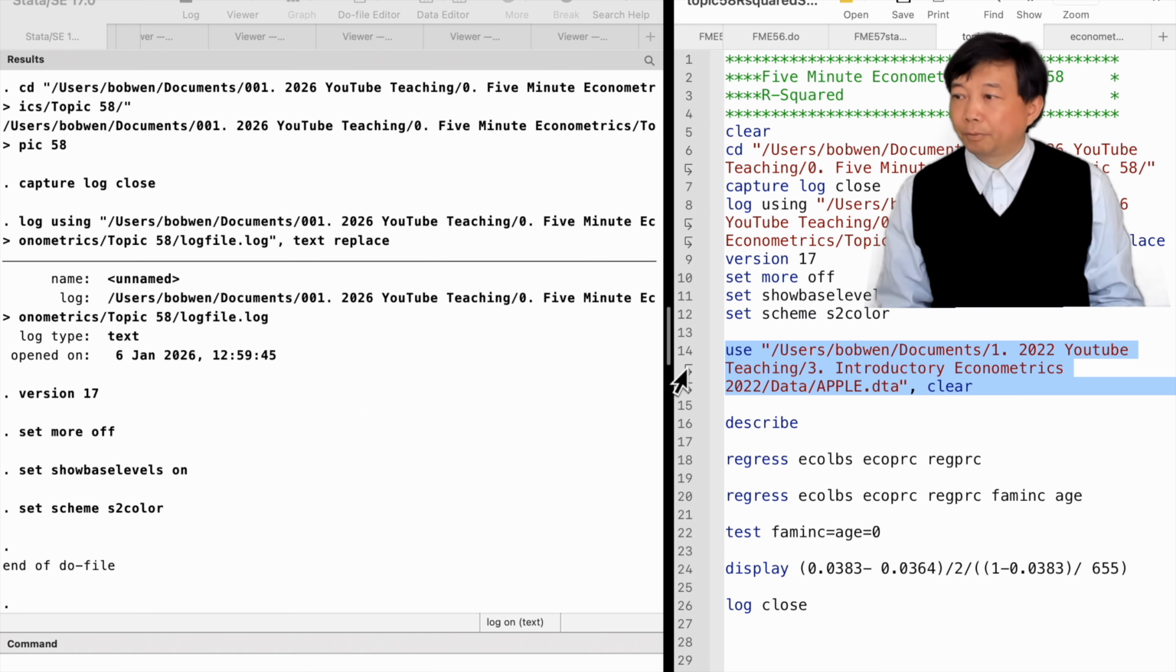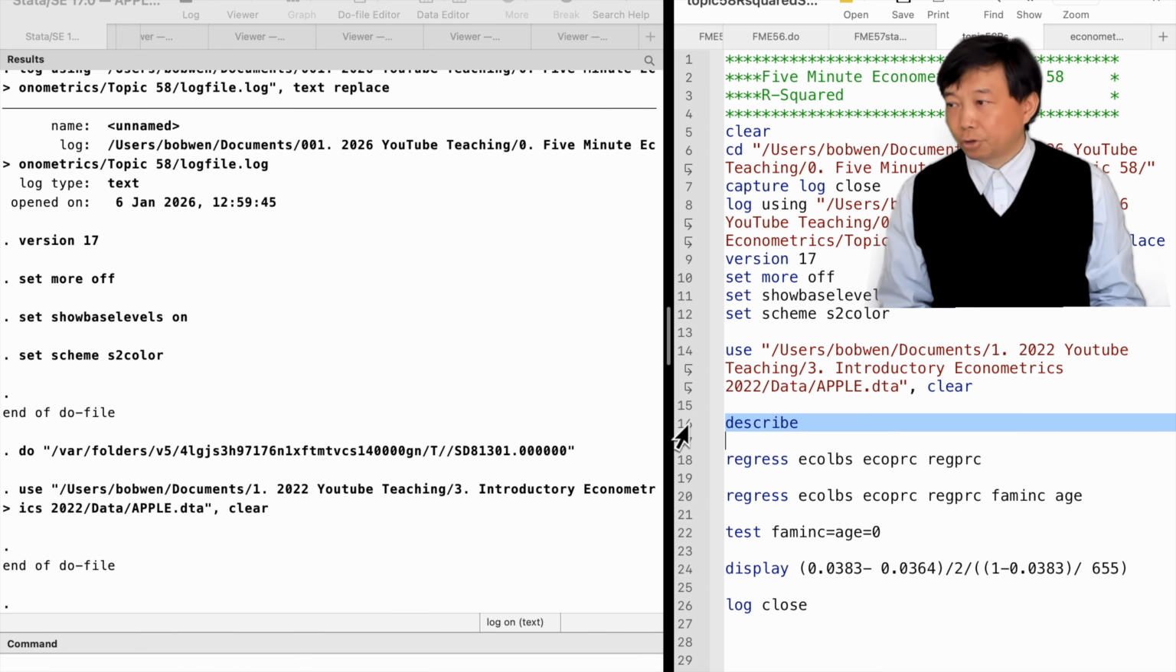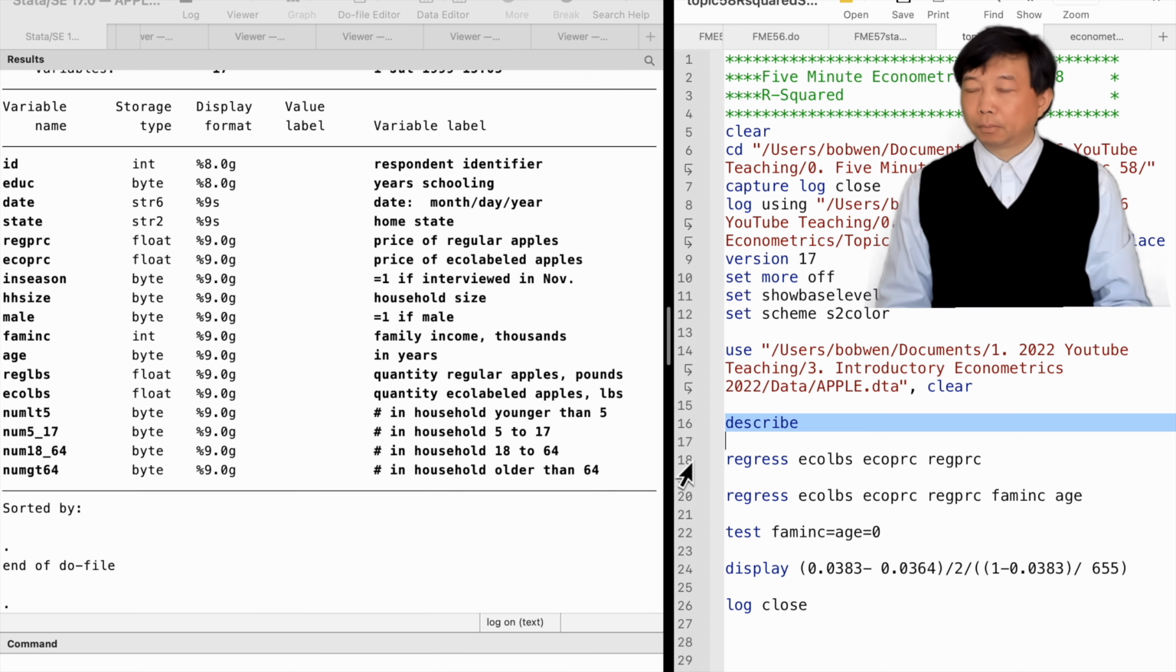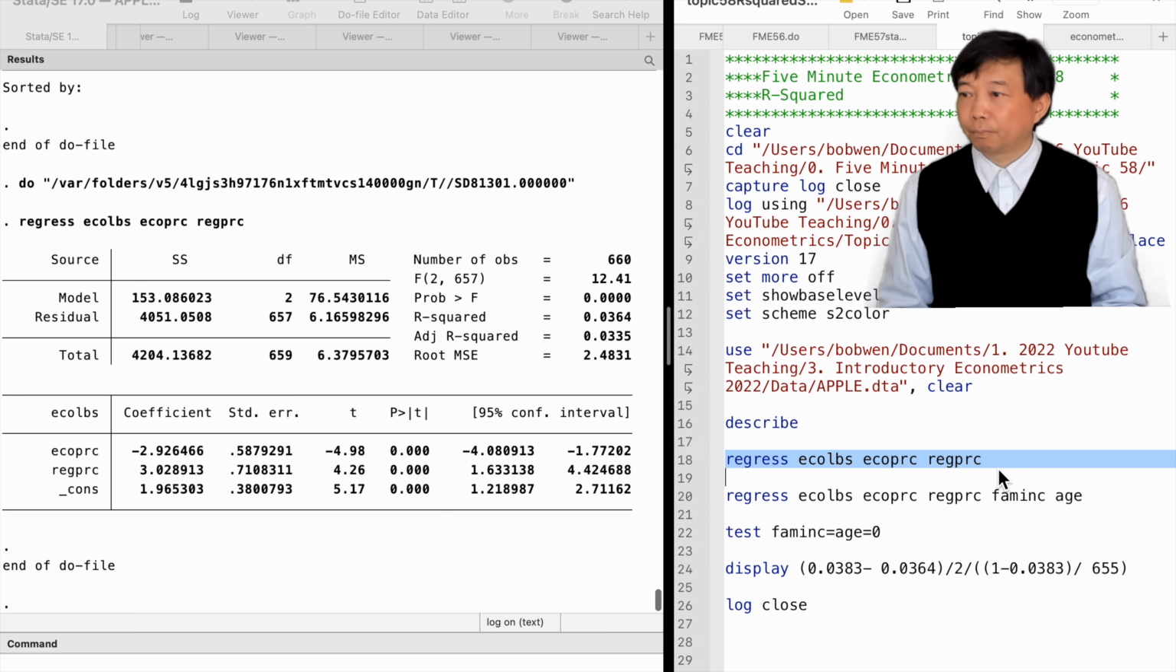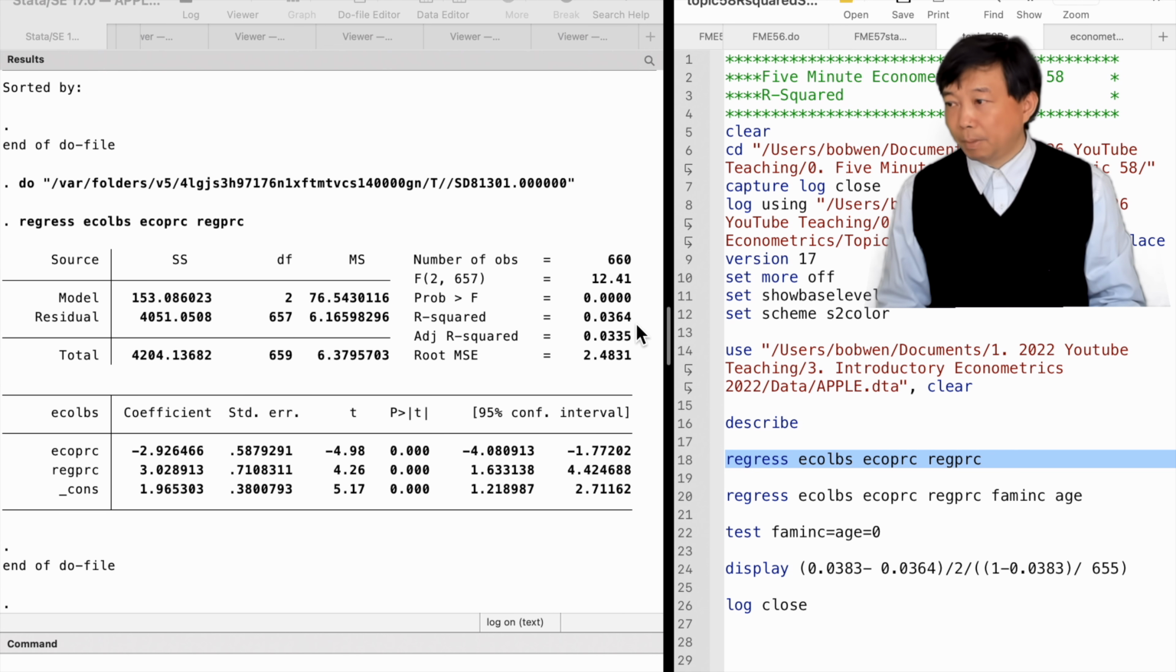Here's an example of the demand for ecologically friendly apples. We regress the quantity demanded on the prices of ecologically friendly apples and the prices of regular apples. Stata reports the R-squared 0.0364, which means only 3.6% of the variation in the quantity demanded for the ecologically friendly apples can be explained by the own prices and the cross prices.